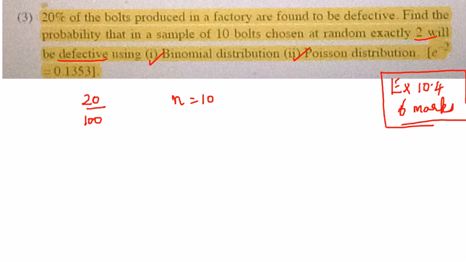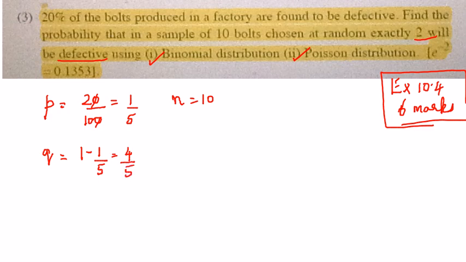Okay, and that you have to find using binomial and Poisson. So you have to find that exactly 2 will be defective. When they say that 20% of the bolts produced in a factory are defective, the probability that a bolt will be defective is 20 by 100, which is nothing but 1 by 5. So you know p, you know n. For binomial we need to find q, which is 1 minus p, which is 1 minus 1 by 5, which is 4 by 5.